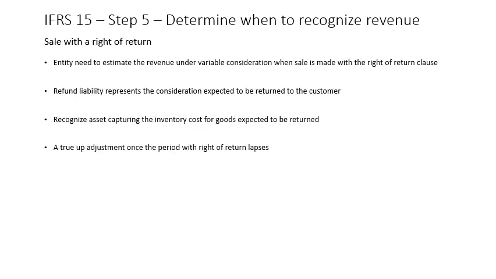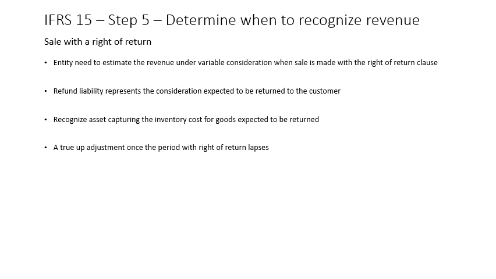Now let's look at the next topic, which is sale with the right of return. There are contracts where the customer has a provision to return the goods back to the entity. These are sales made with a right of return. In such cases of right of return, the entity needs to estimate revenue under the guidance of revenue recognition and recognize revenue on transfer of control to the customer.